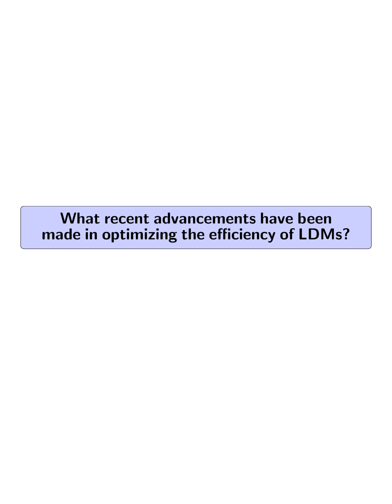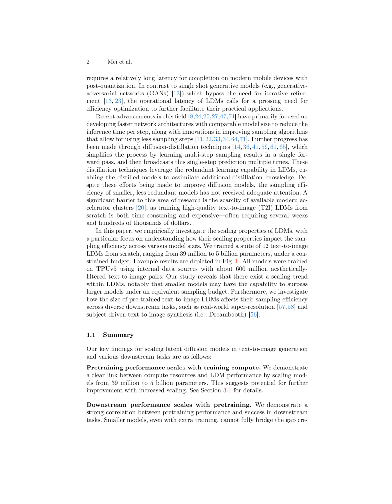What recent advancements have been made in optimizing the efficiency of LDMs? Recent advancements have primarily focused on developing faster network architectures with comparable model size to reduce the inference time per step. Additionally, innovations have been made in improving sampling algorithms to allow for using fewer sampling steps.